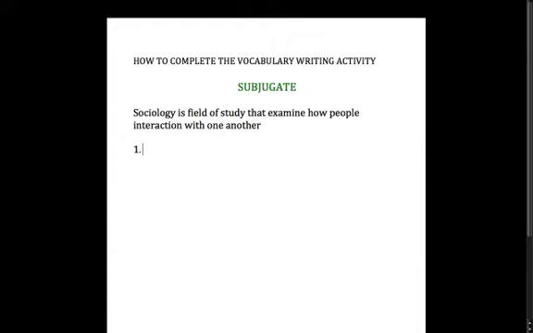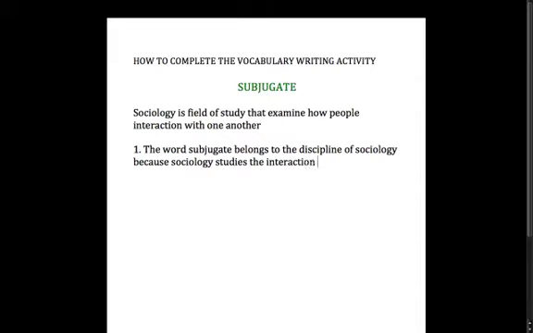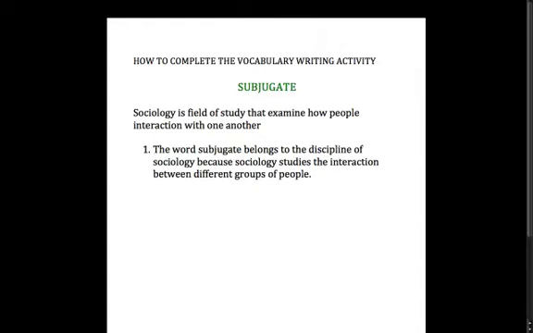So the first sentence again answers the question, what discipline does the word belong to? The word subjugate, and make sure you spell it correctly, belongs to the discipline of sociology because sociology studies the interaction between different groups of people. Okay, so that's the first sentence.